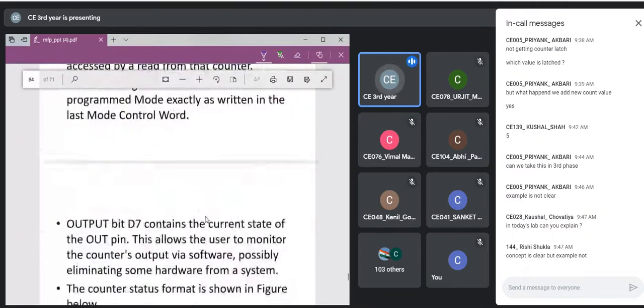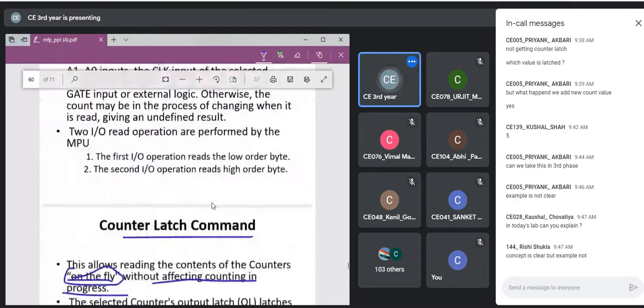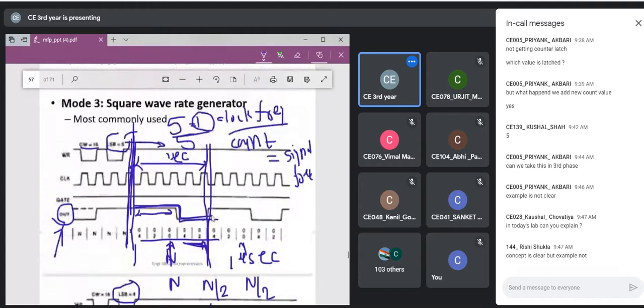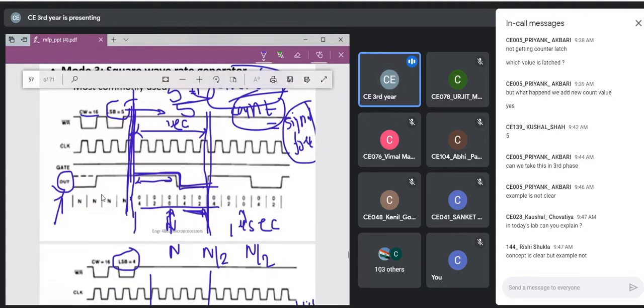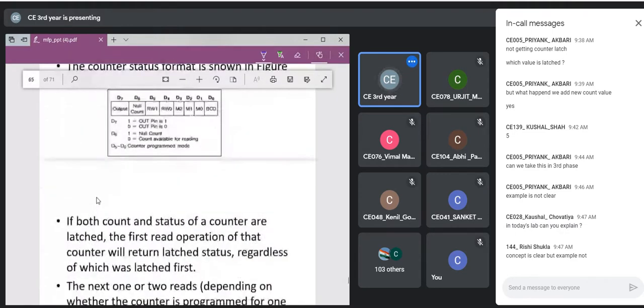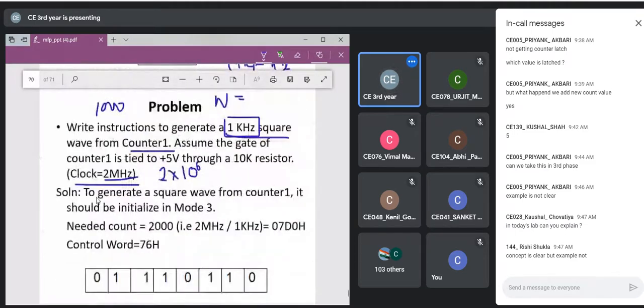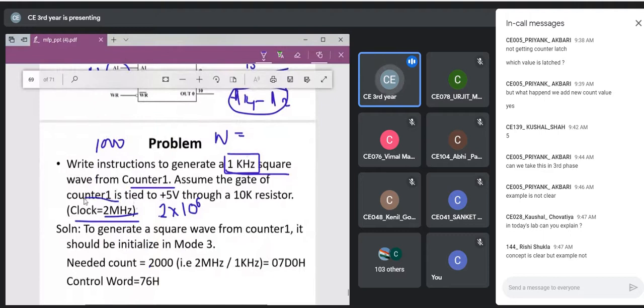Okay, fine. So what was the example? It says that my clock frequency divided by count will give me my signal frequency, right? Now here, what is given to me? The clock frequency is given to me and the signal frequency is given to me, and the question is what should my count be, right? So first of all, let us read the question.